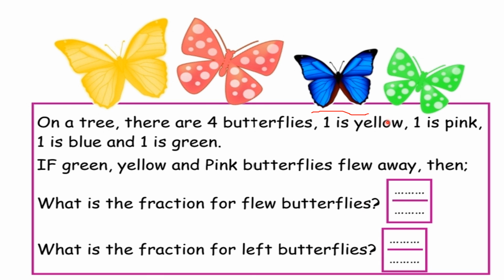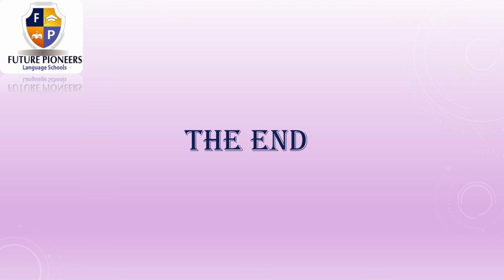I have here the total number of butterflies: 1, 2, 3, 4. So I put here the total number, 4. And the butterflies that flew away are 1, 2, 3 that flew away. So I put here the number of butterflies that flew away, it's 3. And for the fraction of the remaining butterflies, I have only one butterfly left. So I put here the total number of butterflies and the one that is left on the tree. And that's all for this lesson. Thank you.